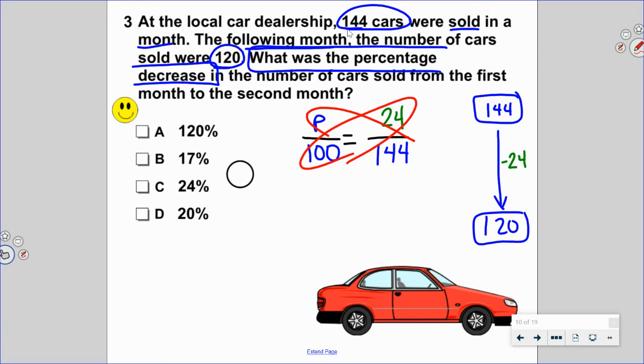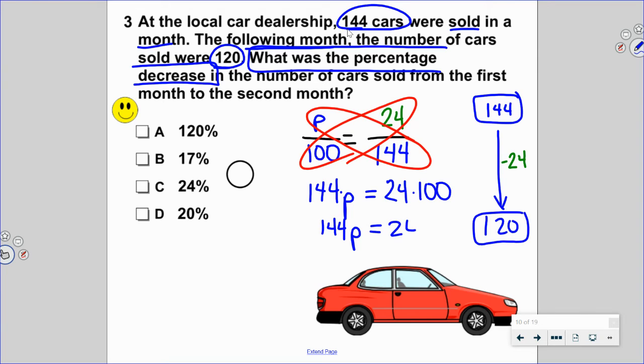Let's get into our cross products because I can't find a scale factor to scale it up nicely. 144 times P equals 24 times 100. We do not know what 144 times P is. After all, P is missing for now. We do know that 24 times 100 is 2,400. To find out what a single P is, we're going to divide both sides by 144.